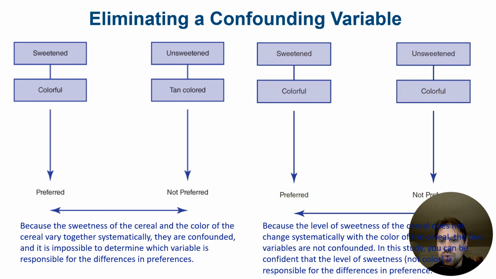So in order to eliminate this confound, you would have wanted to design a study in which both the sweetened and the unsweetened cereal boxes are exactly the same color. And in doing so, you have eliminated this particular confound because now your results can no longer be explained by this variable of box color, since it's the same for both conditions.